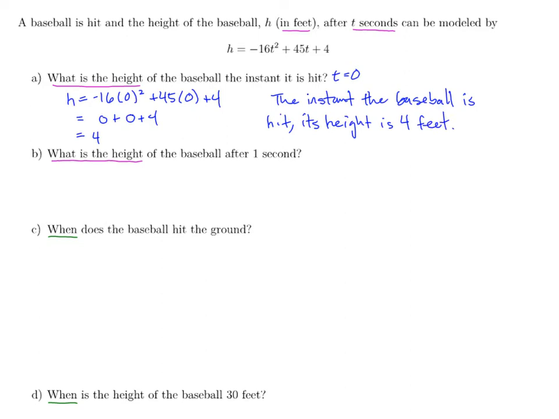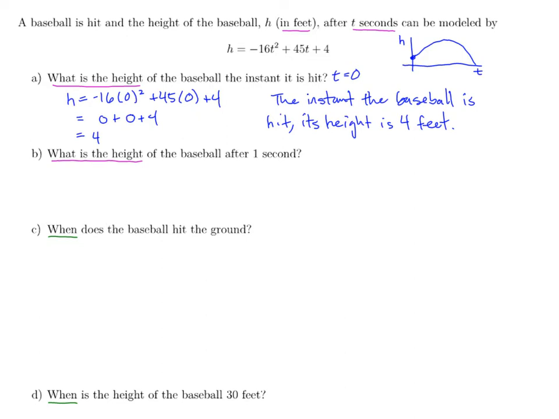Okay, and so let's take 1 second here to draw what we think is going to be happening with this baseball then. So we have t and we have h, and starting at 4 feet, and then it's going to come into the air, and then it's going to come back down. So that picture will be helpful as we work through these next few questions.